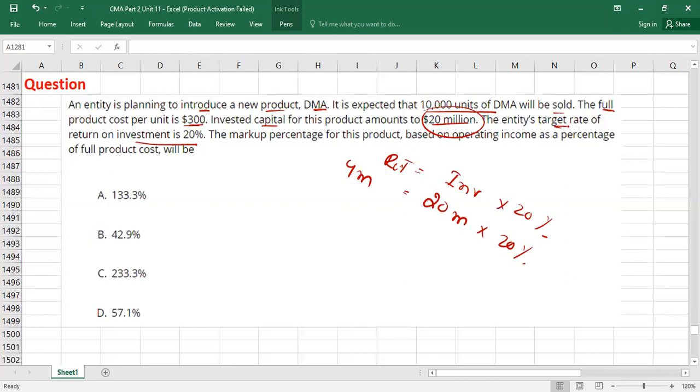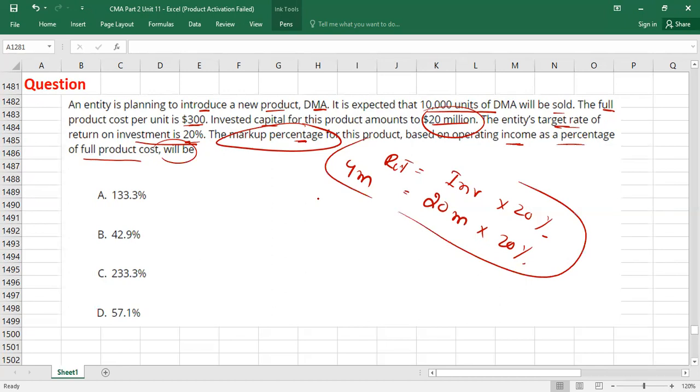Then they're saying the entity's target rate of return on investment is 20%. The markup percentage for this product based on operating income as percentage of full product cost will be? They're asking what the markup percentage is. So how will you calculate markup on cost? First you need to know the cost. This was the return. Now you need to know the total cost of the product. Since 10,000 units they are manufacturing, and each unit has a cost of 300, 10,000 multiplied by 300 will give you $3 million. So this is going to be cost.